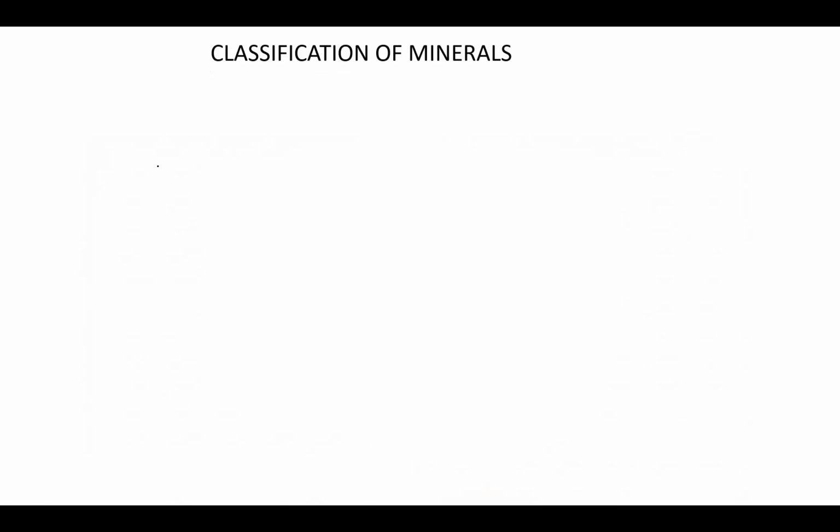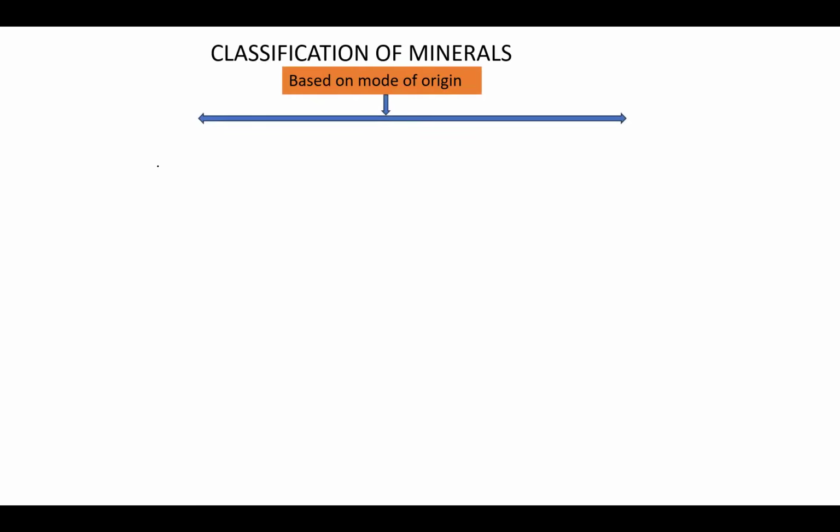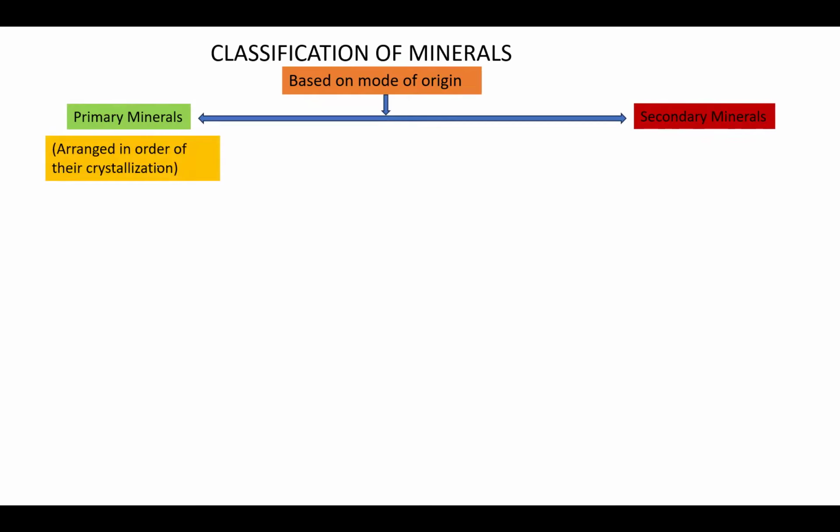In this lecture we mostly focus on the classification of minerals. Very first, based on mode of origin, minerals are classified into two types: primary minerals and secondary minerals. Primary minerals are the chief components, the main original minerals. How are they classified? According to their order of crystallization, how many types are there?